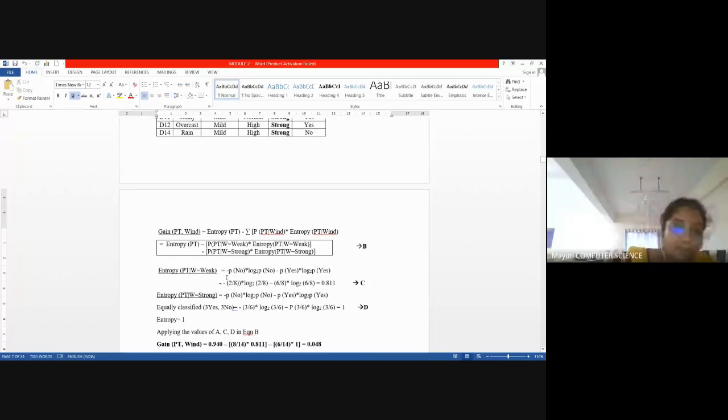What is the formula of entropy? Probability of yes and then probability of no. You have to summate it with minus symbols: minus probability of no into log of probability of no, minus probability of yes into log of probability of yes.